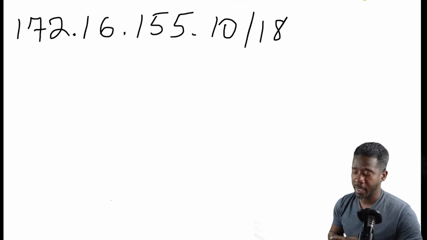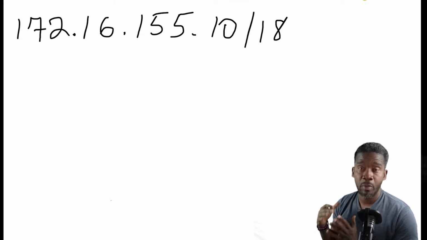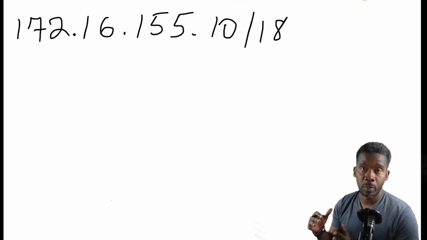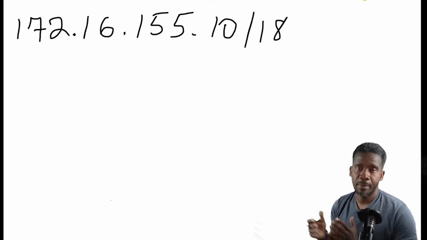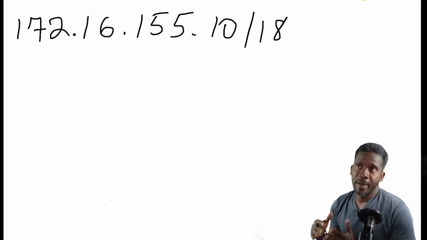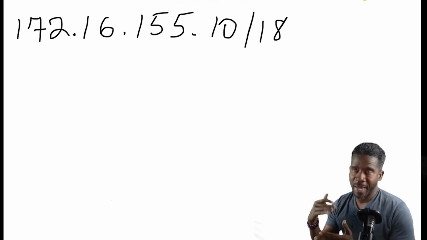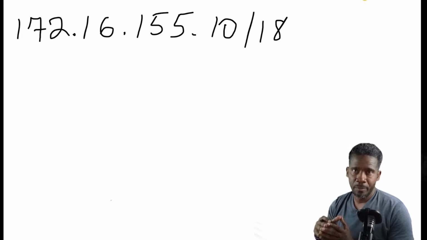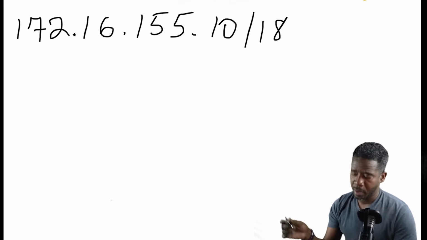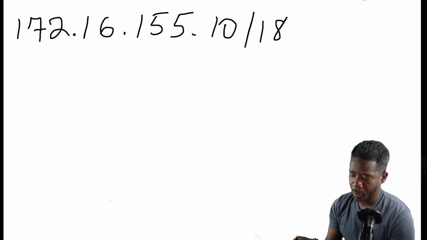So the first thing that you will need to do is to break it down into a group of four octets. When you see a subnet mask like 255.255.255.0, it's a group of four octets, and each octet has 8 bits. So let's get started with slash 18 and break it down.